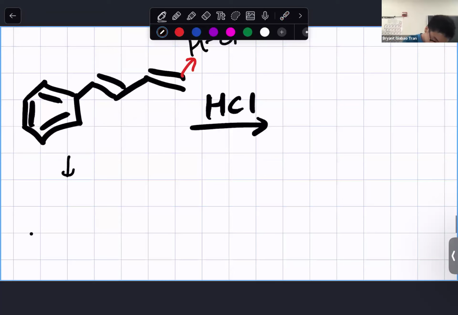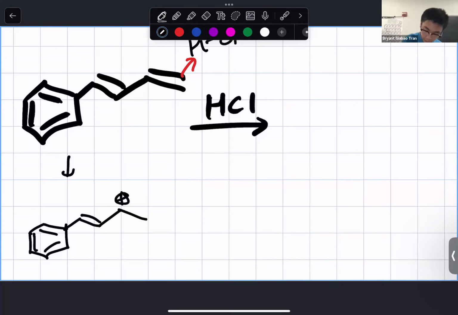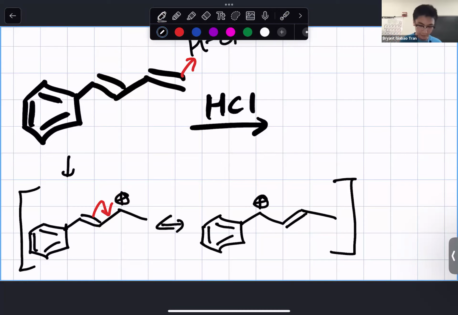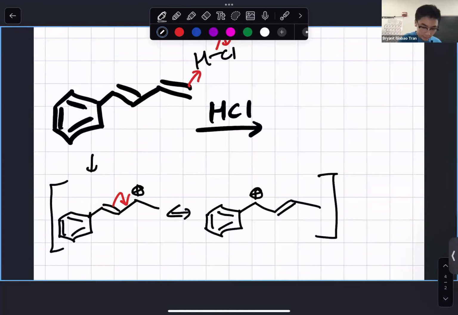When we do that, we are going to get that carbocation right there. This carbocation is secondary allylic, where we could do resonance by moving that double bond right there. And that would give us that carbocation right there. Okay. Now let's focus on the other alkene.